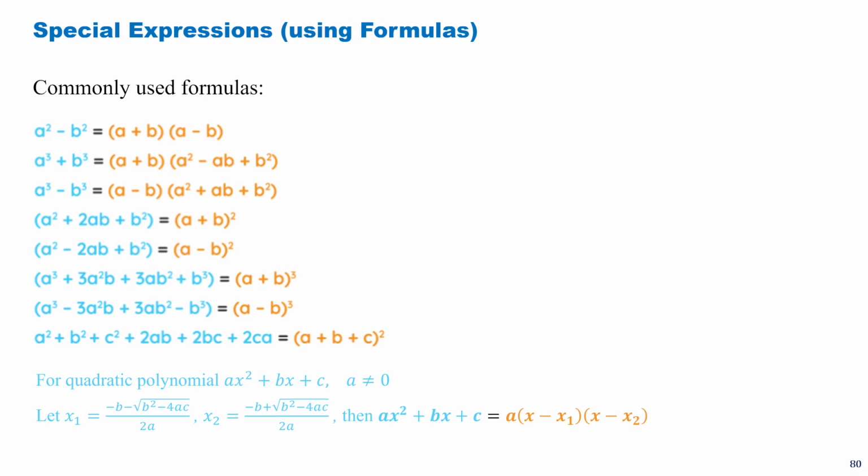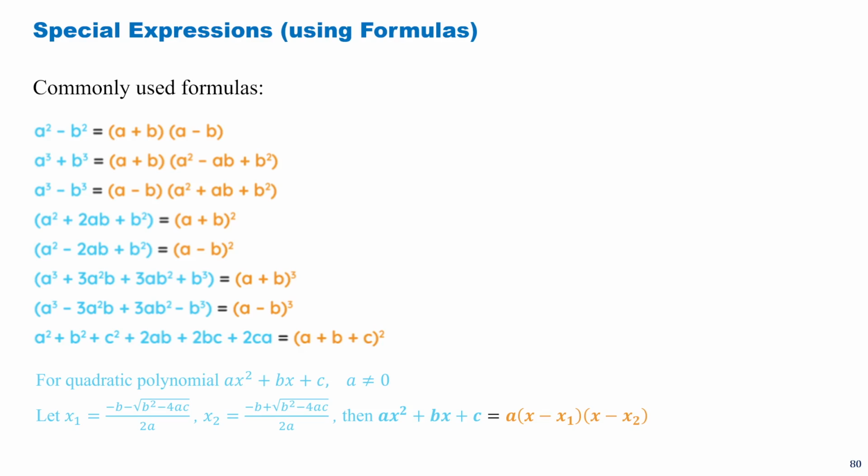using formulas. So these are the commonly used formulas for factoring a polynomial. So you can have a look at that. And let me know if you need any explanation, okay? For example, a squared minus b squared can be factorized to a plus b times a minus b. And a cubed plus b cubed can be factorized to a plus b times a squared minus ab plus b squared, and so on.